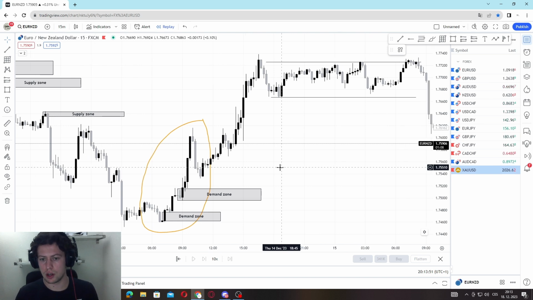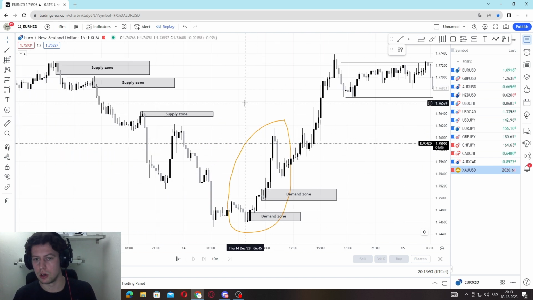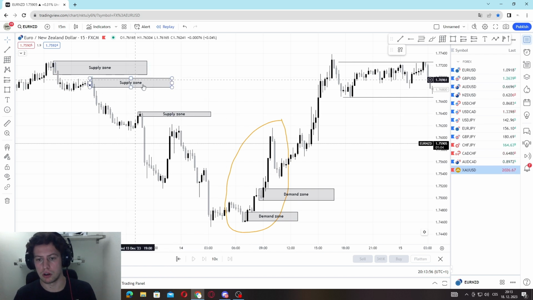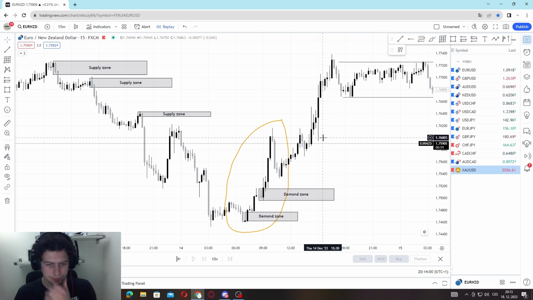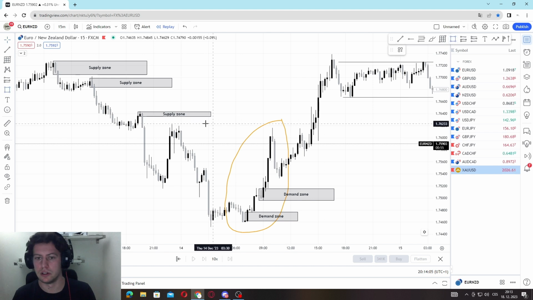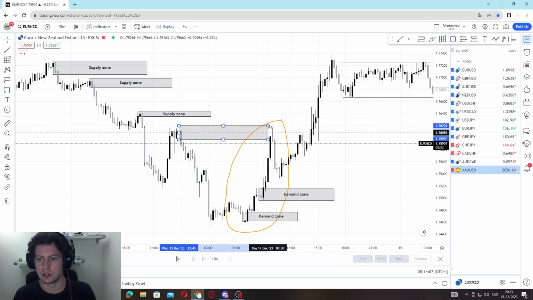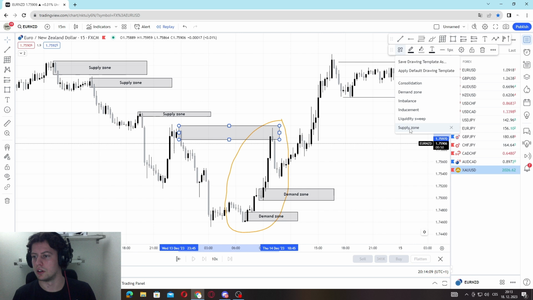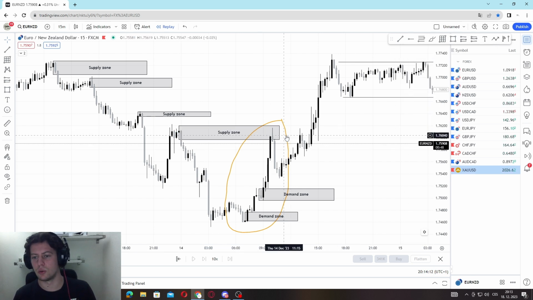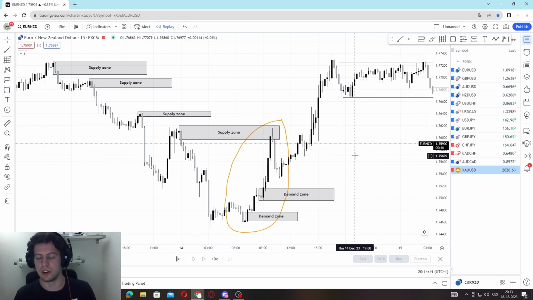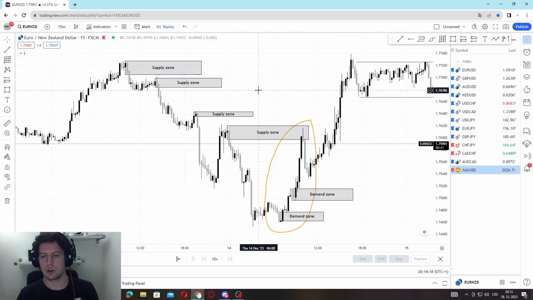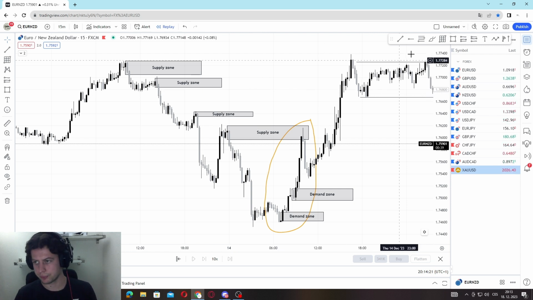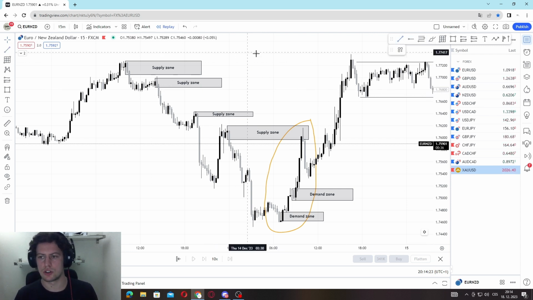Break of structure and change of character. So we have marked up these things. Also, I didn't mark this supply zone, but you could see that it reacted well. So as for break of structure and change of character, I use this trend line.